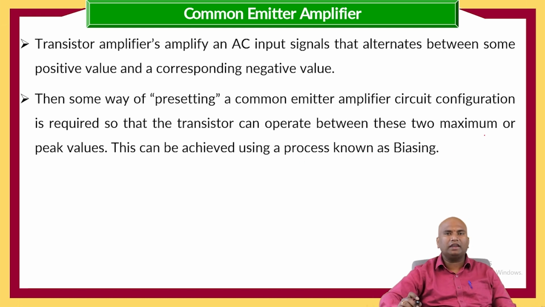as biasing. So this biasing is nothing but the base junction should be forward biased and the collector junction should be reverse biased. Then the transistor will be in active mode. So the transistor will act as an amplifier.